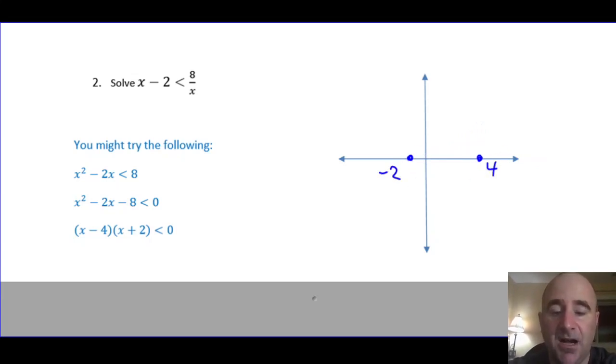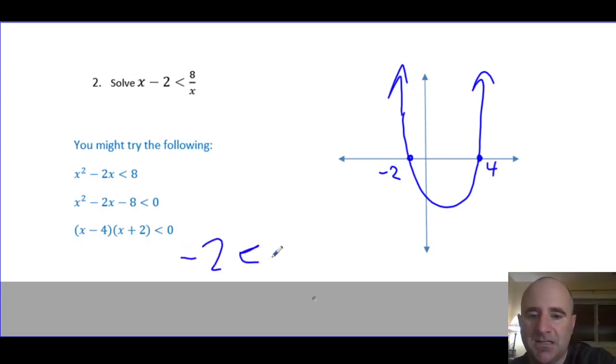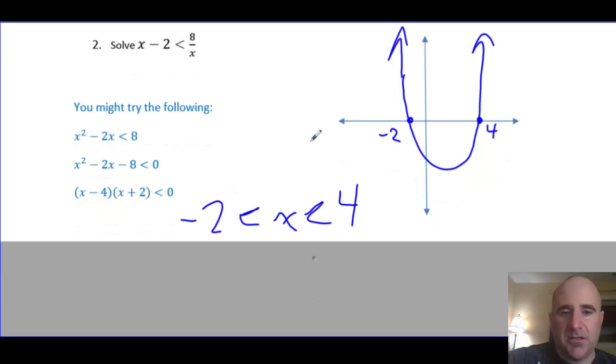It opens up. And so we see it right here. And we can say, okay, we want to know when it's less than 0. So our answer is -2 is less than x is less than 4. And we feel like we're pretty good with that solution. But it's not correct. So why isn't it correct?